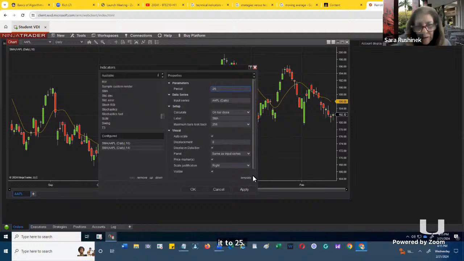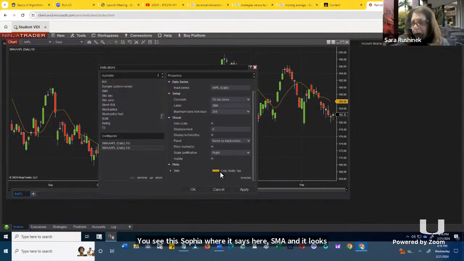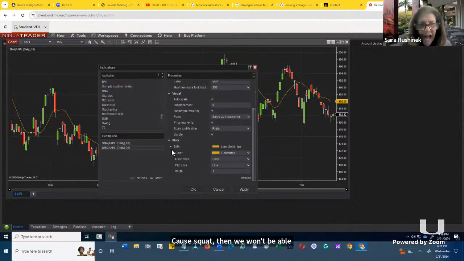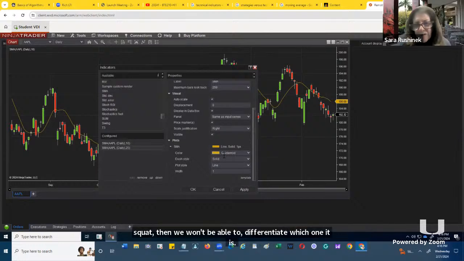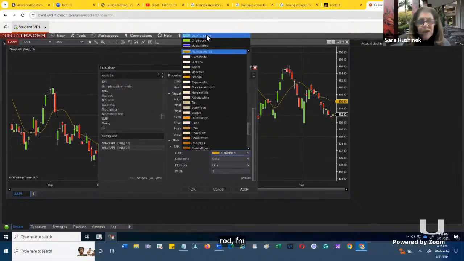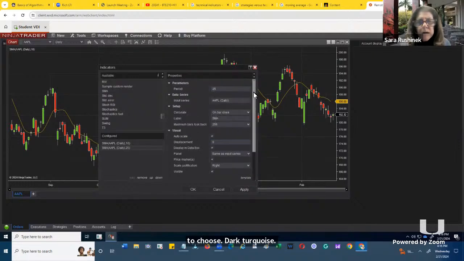And I'm going to go down a little bit further. You see this gold line here? My other one was gold too. You see this, Sophia, where it says SMA and it looks like gold? I don't want to have two indicators in the same color, because then we won't be able to differentiate which one it is. So I'm just going to pull this down, and instead of goldenrod, I'm going to make it a more contrasting color. I can choose anything and you can choose anything. I'm going to choose dark turquoise. And I'm going to go up and say, hey, it's 25.